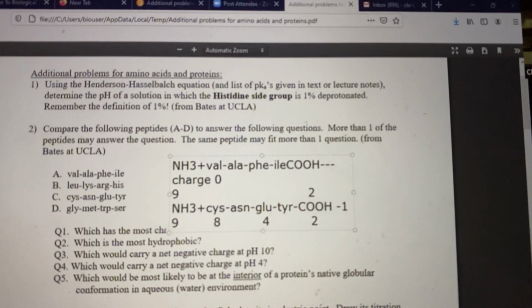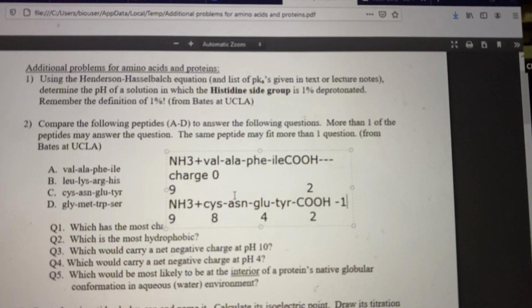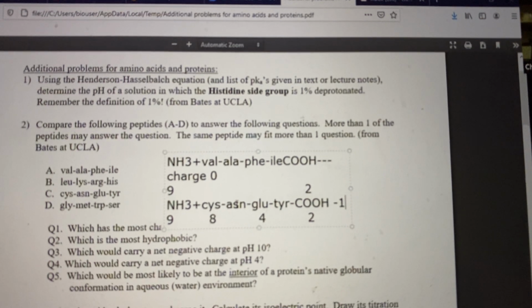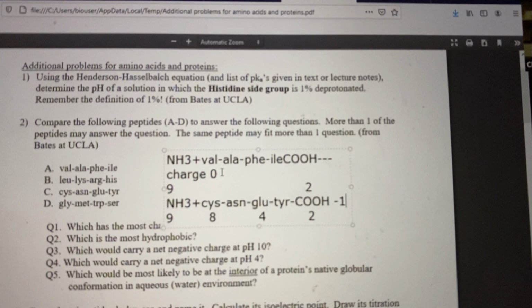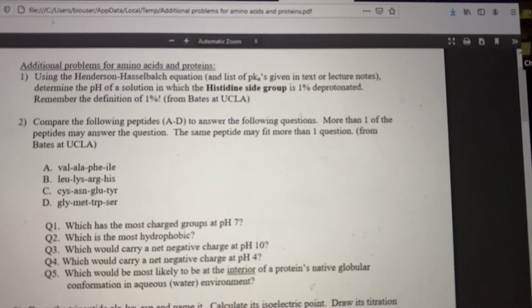Okay, so those are some examples for question 1. So if you were just comparing peptide A and C, C would be more charged than peptide A. So that's an example there. Now I'm going to clear this drawing. Okay.